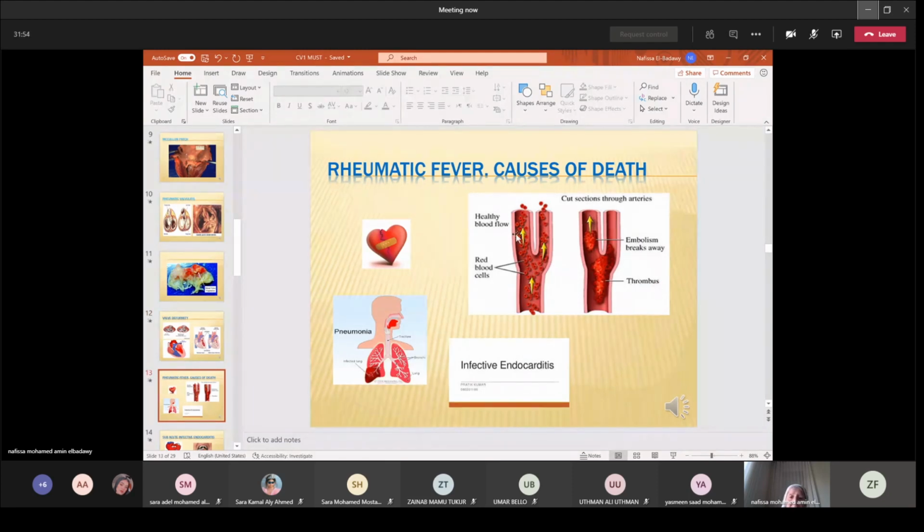What are the causes of death? As we said, there are harmful effects on the valves, which may cause heart failure. It may cause a back effect on the lungs and cause pulmonary hypertension. It may cause secondary infection on the affected valves, and may cause secondary infective endocarditis, which will have marked and harmful effects on the heart.